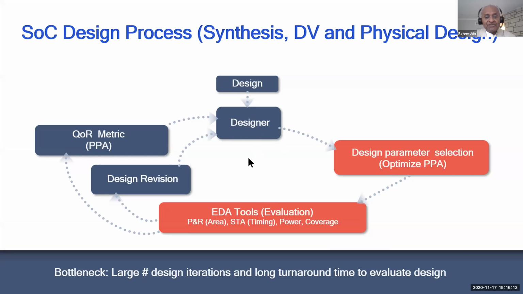And the bottleneck is that as the challenge on PPA optimization increases because of shrinking process gain, the number of iterations we're going through is increasing. And there's also a long turnaround time, because as the designs are more complex, the tools take a lot longer to do the place and route, to do the timing analysis, to do the power analysis. And so you get a double whammy, because each iteration is taking longer and you're doing more iterations. So let's think about how we can address this problem.